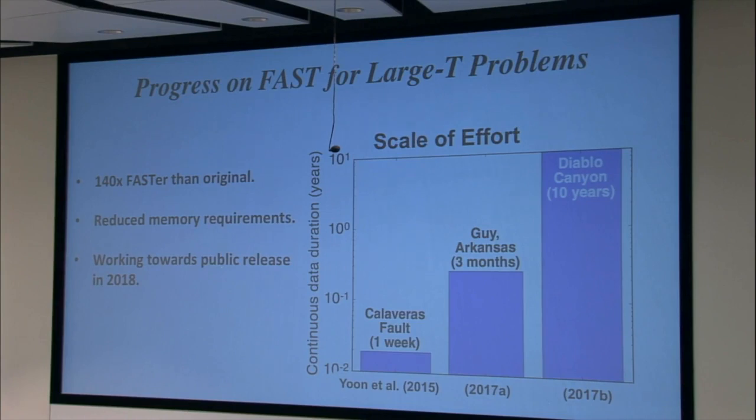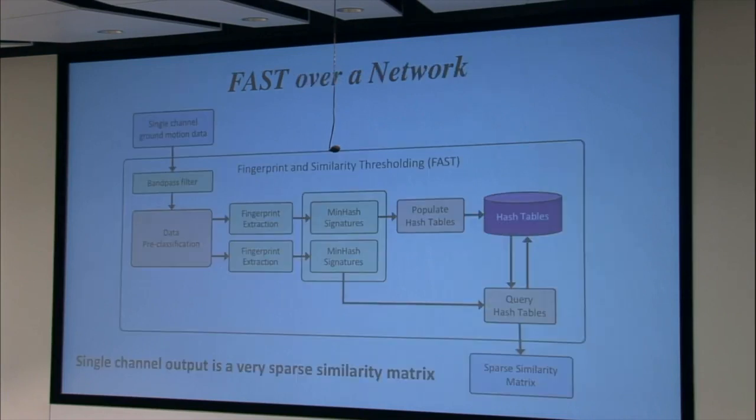So we're planning to release this publicly. I haven't done that before, so ideally the first half of this year. And just pointing out that we can now run it on 10 years of continuous data. Now, when you run it on these really long duration data sets, even if your false positive rate is low, you're going to get a lot of false positives. So the way to suppress that is to do the detection over a network.